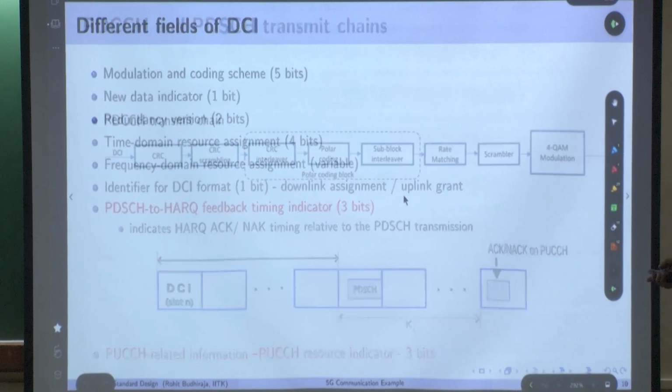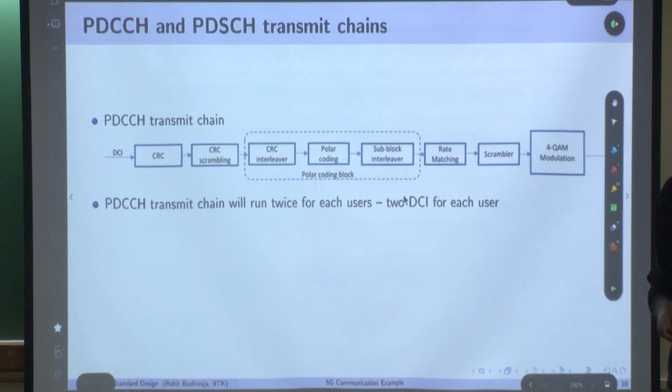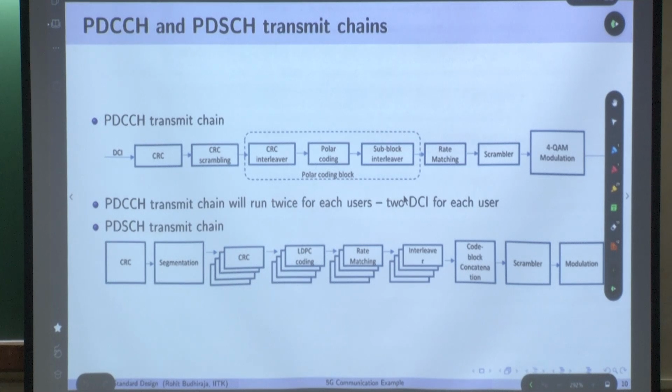Now, I don't want to go back too much. So what did we say? 2 DCIs, one for downlink and another for uplink, so this PDCCH chain is going to run twice for each user. Then you have this PDSCH chain. Because you are sending data for 2 users, this also runs twice. Now what happens after that?